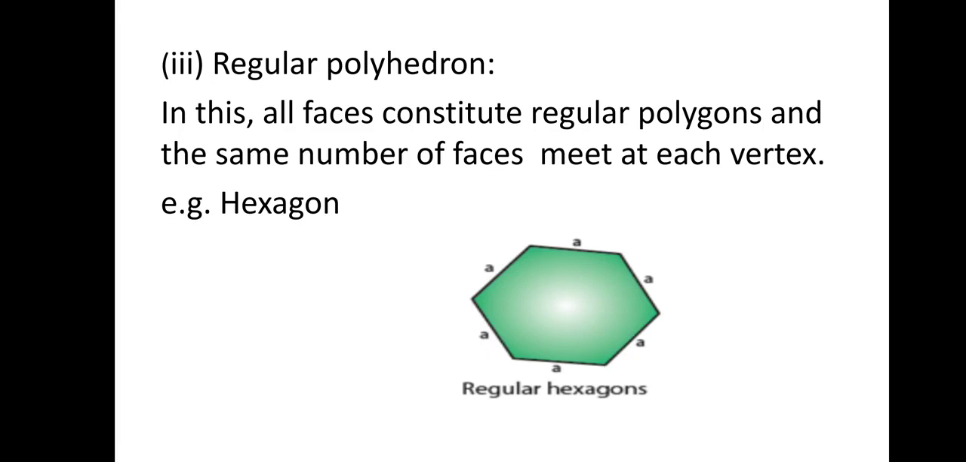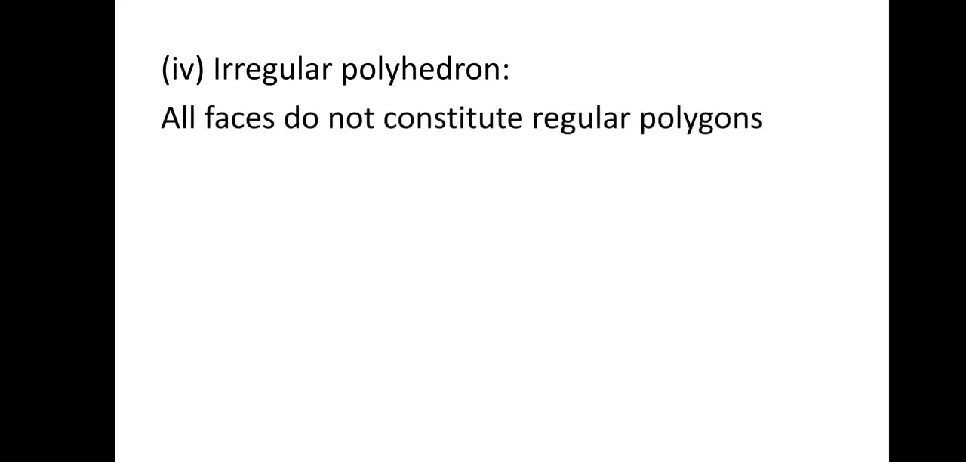So, a regular hexagon is a regular polygon. This hexagon is a regular polygon. So, it is a regular polyhedron. Coming to an irregular polyhedron, or you can say that is not a regular polyhedron, all faces do not constitute regular polygons. So, I hope you have understood what you mean by a regular polygon. If all the faces of a polyhedron do not constitute regular polygons, then that polyhedron is an irregular polyhedron.